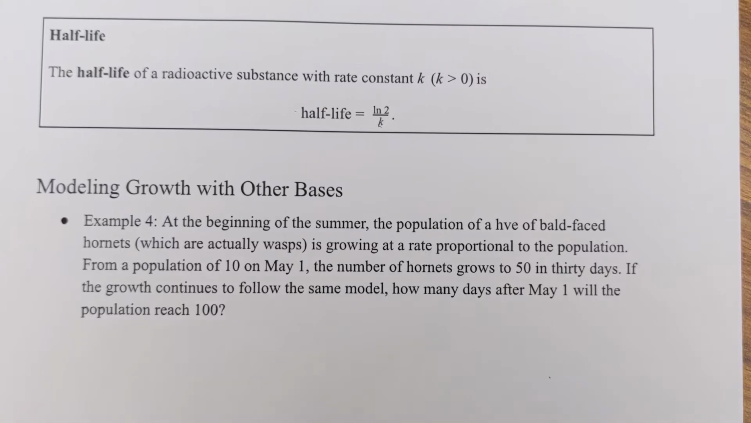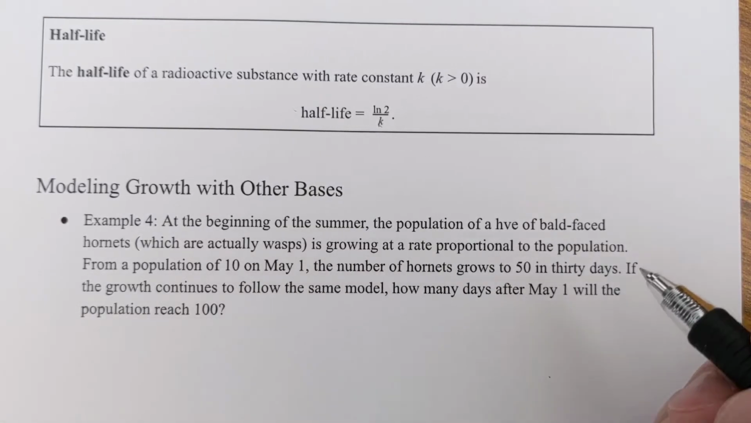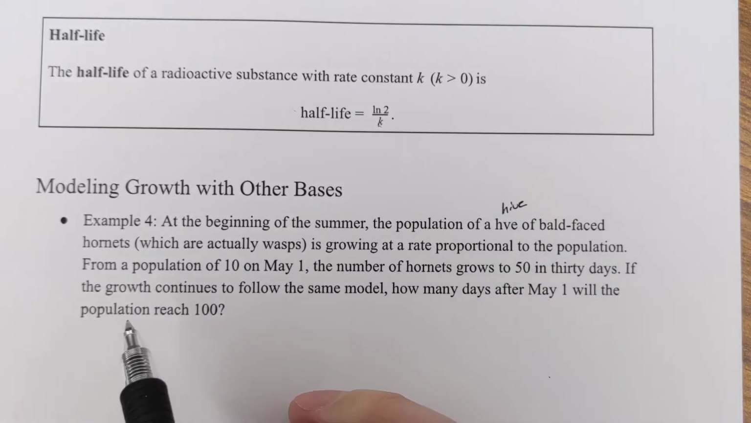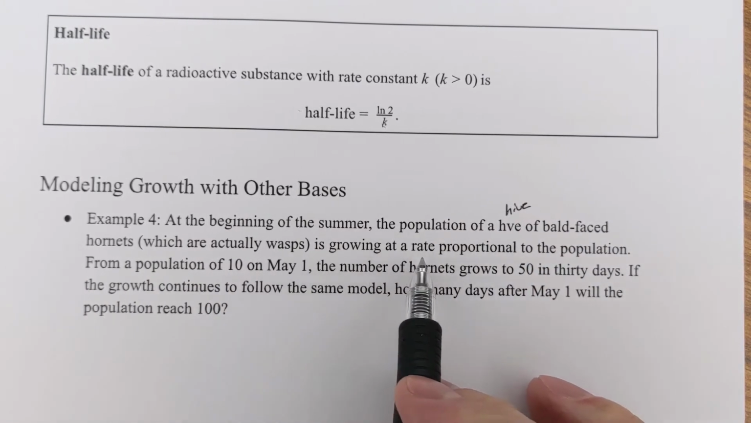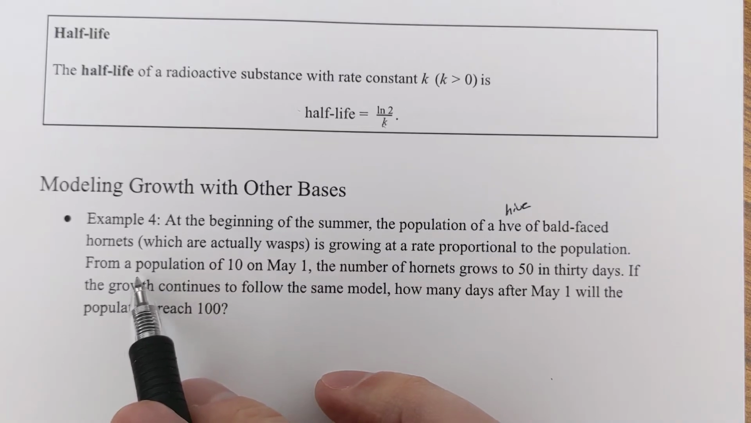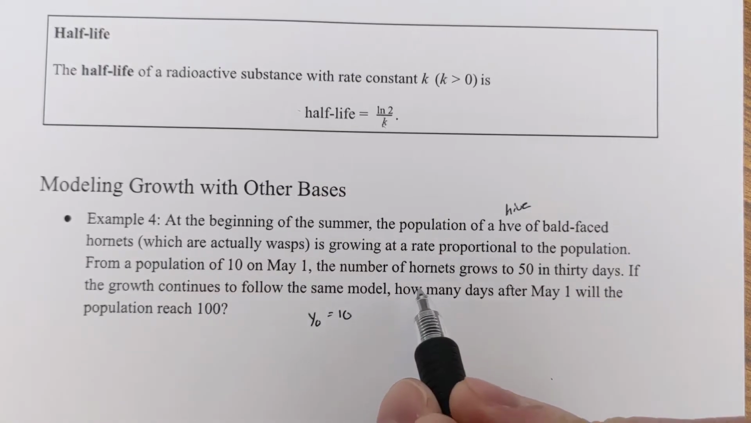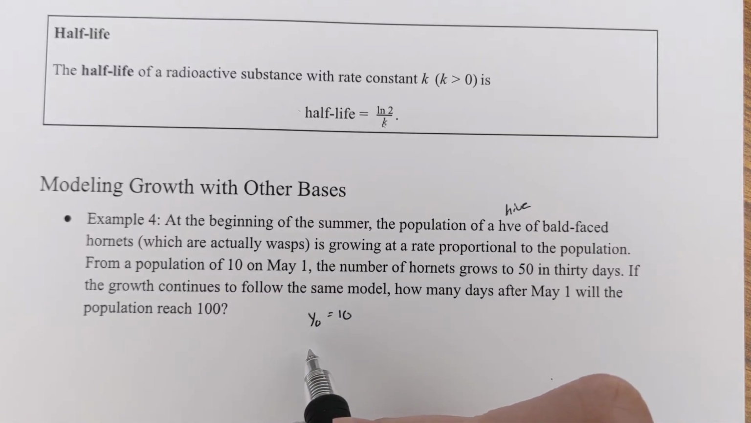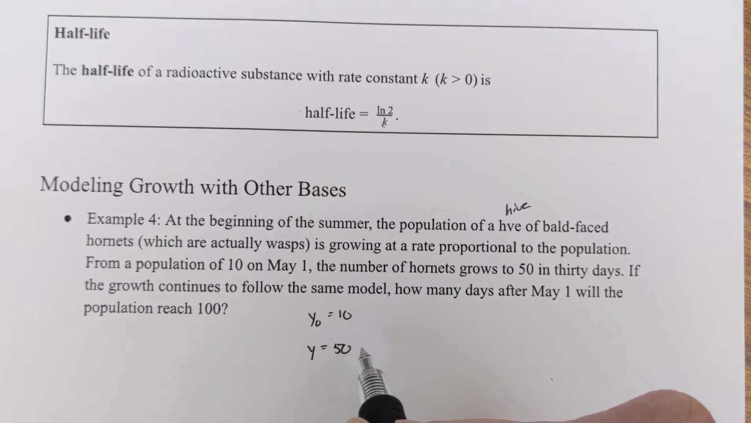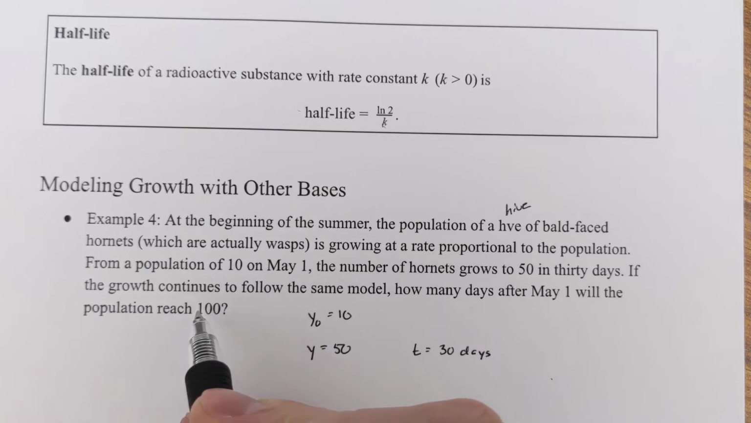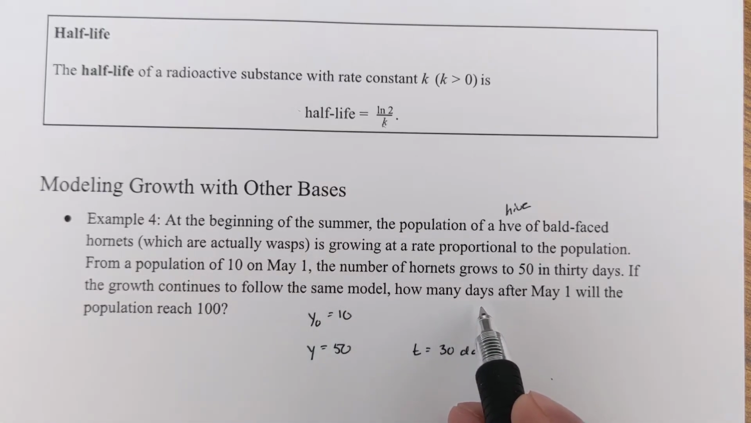Right, so example 4. At the beginning of the summer, the population of a hive of bald-faced hornets, which are actually wasps, is growing at a rate proportional to population. From a population, so that's our y0, of 10, the number of hornets grows to 50, so that's our y value, and t is 30 days. The population continues to follow the same model. How many days after May 1 will the population reach 100?